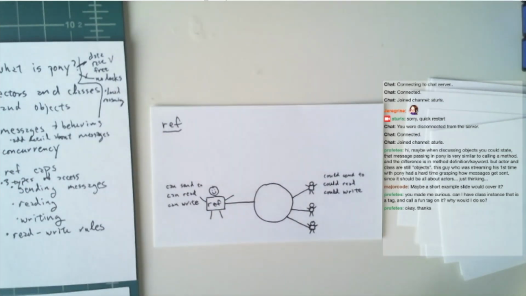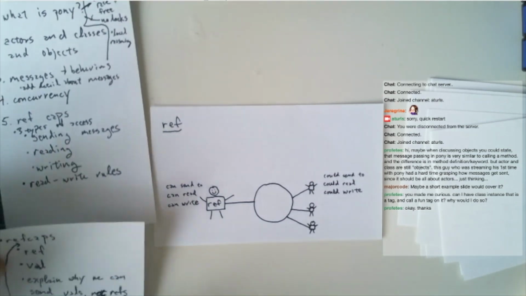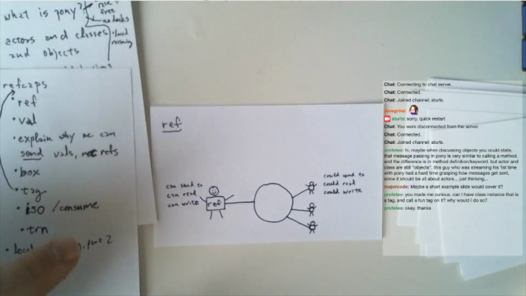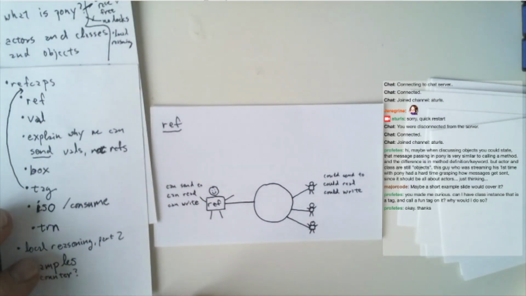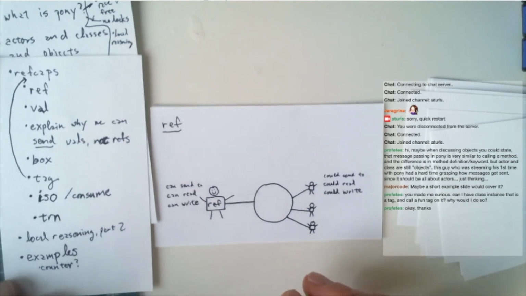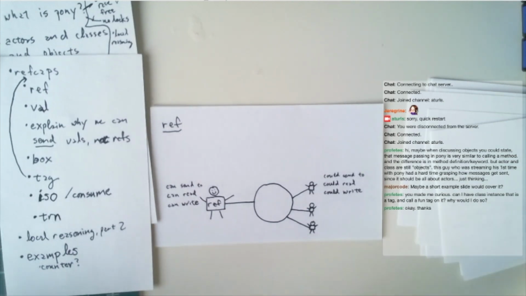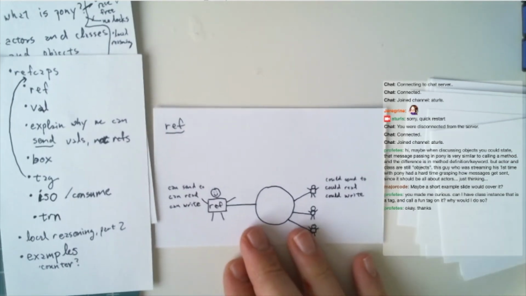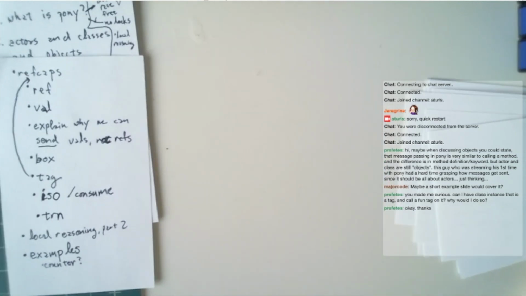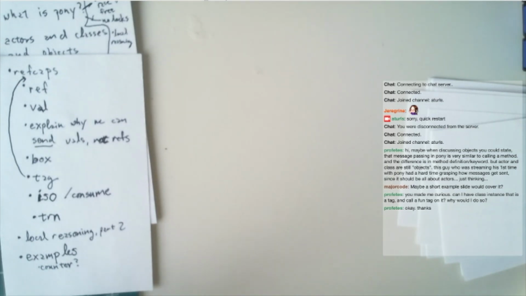Okay, so the next thing I have here on my list is to explain why we can send vals and not refs. So I kind of already did that here. I don't know that I necessarily need another slide on that, but I don't necessarily know that I don't need another slide on it either. So I'll think about whether to add a little more detail about that.